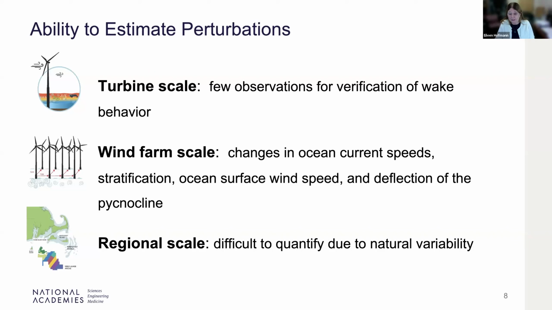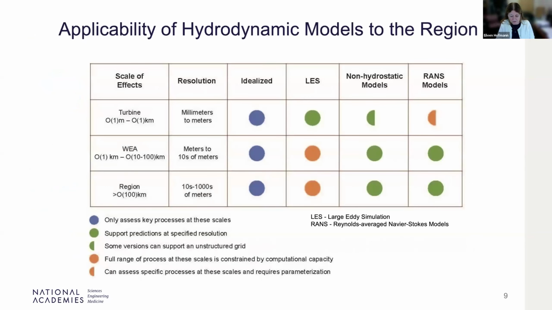They are not grounded in observations. And the hydrodynamic effects at a regional scale are difficult to quantify because of natural variability. So this table summarizes the results of model capability that's needed to assess the effects at the different scales. If we look at this, idealized models can be applied across all these scales to look at key processes.